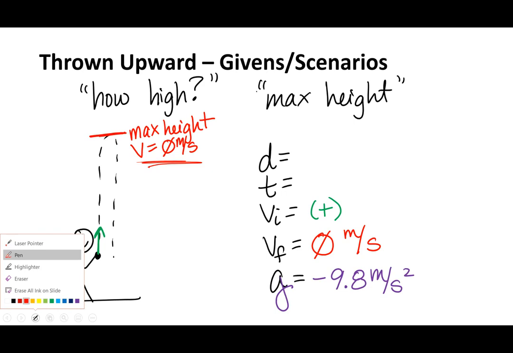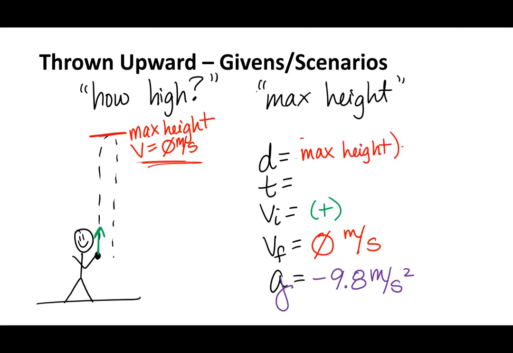If we were looking for the max height, if it asked us how high it would go, this would be the d. It would either give us the max height or it would ask us for the max height. Now, something else to note, since we don't really have anything here next to t, is that the way this object is moving, it's going to be perfectly symmetric. It will have a time going up and a time going down, and they will be perfectly equal. So for the total time, it will take half of the time to go up and half of the time to go down. And so the time at max height would also be half of the total time.